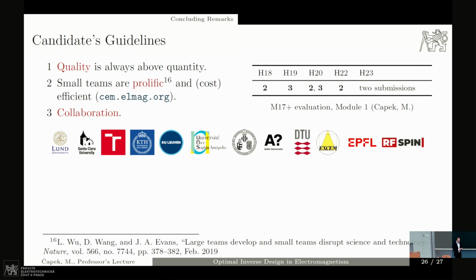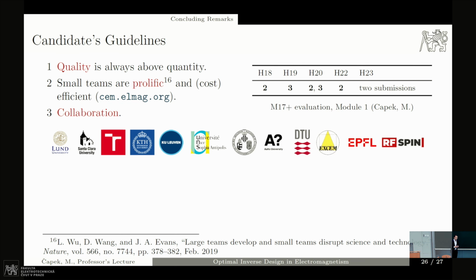Then I believe that small teams have a place here, and they are very prolific and very efficient. So this is more a message for the decision makers, but there is a beautiful paper in Nature about it, that really all the disruptive technologies are coming from smaller teams usually.